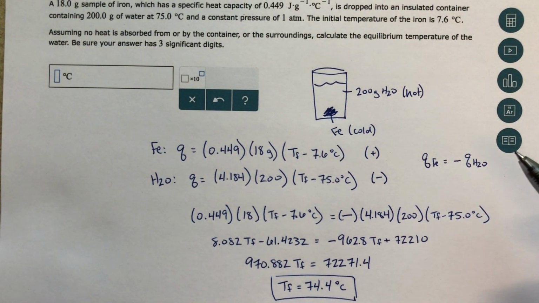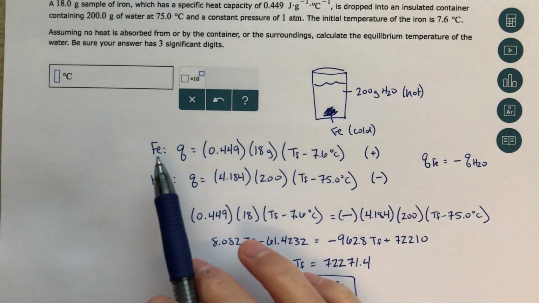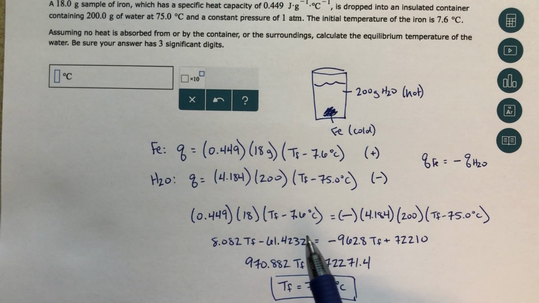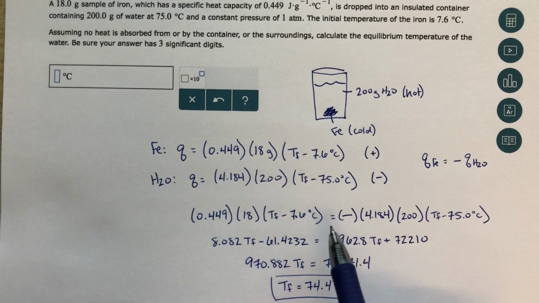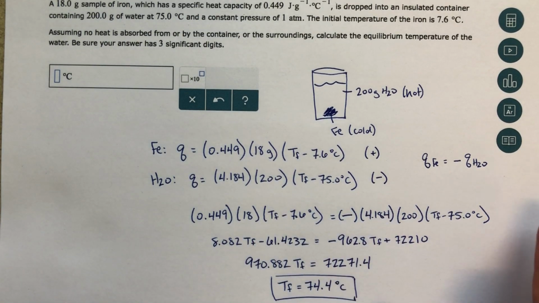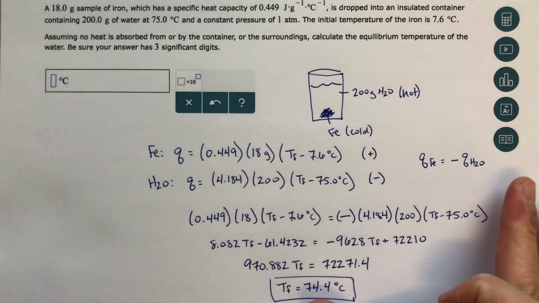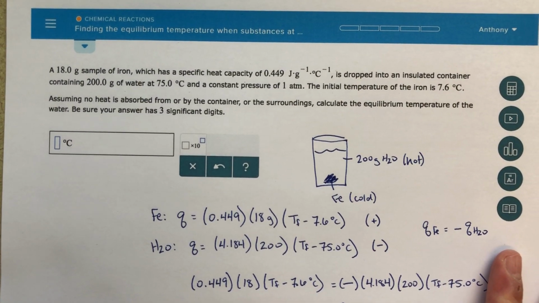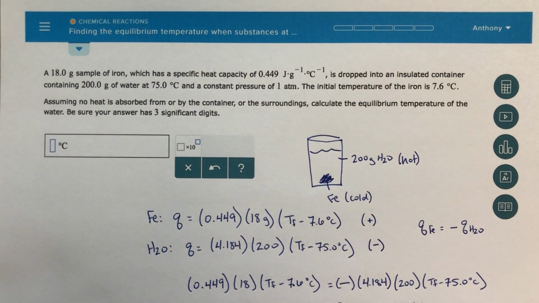And basically that's the procedure for any of these types of problems. Think about it from the different points of view. Think about what type of value, what sign you should have for each of those, positive versus negative. Make one big equation and make sure that you've introduced a negative sign, if you need to, depending on what the question's asking, in order to solve for that T final. But this is definitely one of the more challenging types of problems that you're going to run into. So 74.4 degrees Celsius, finding the equilibrium temperature when substances at different temperatures are mixed.